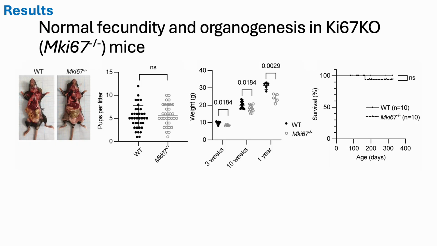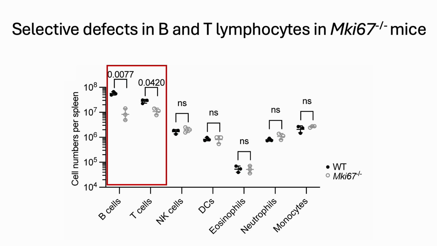To address this, we generated a germline Ki67 knockout mouse line and found that their growth and development were largely normal. But when we examined the immune cell composition in the spleen of Ki67 knockout mice, we found a specific and significant impairment in the accumulation of B and T cells.